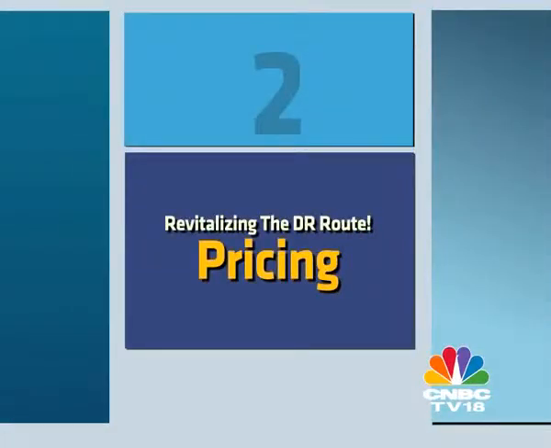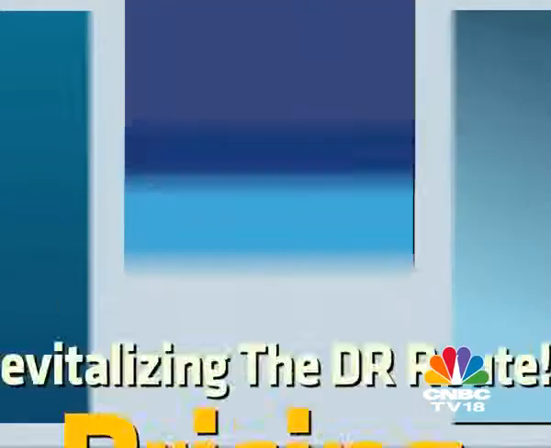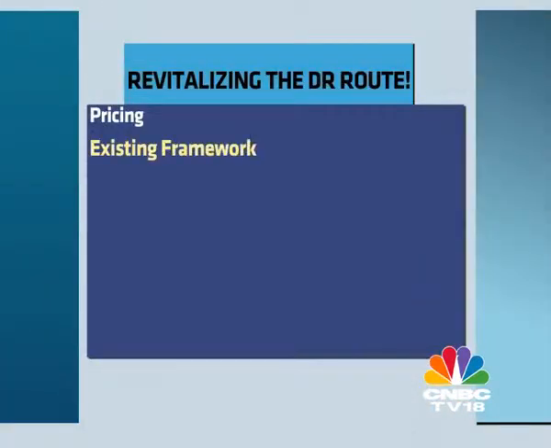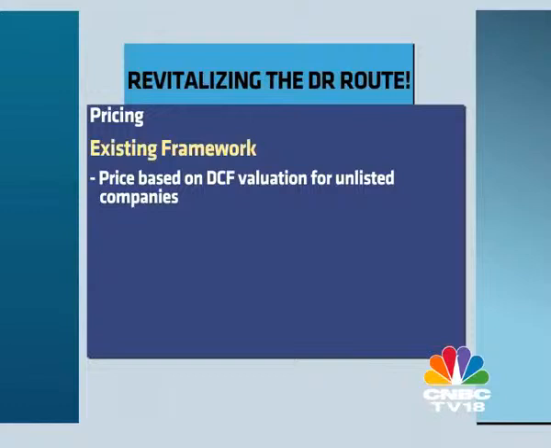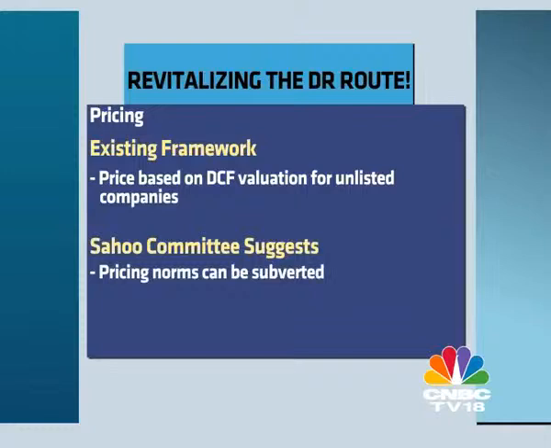The second important suggestion relates to pricing. Under the existing regulations, unlisted companies are allowed to price DRs based on DCF valuation. The committee recommends that pricing norms can be subverted and so no pricing guidelines should be prescribed. This suggestion is in line with the regulations in most mature jurisdictions like the US and the UK.